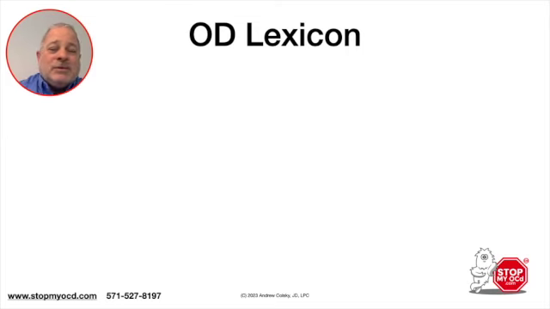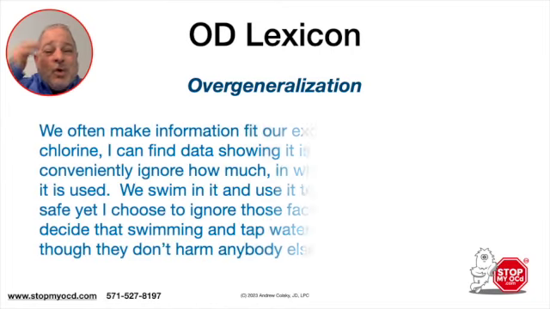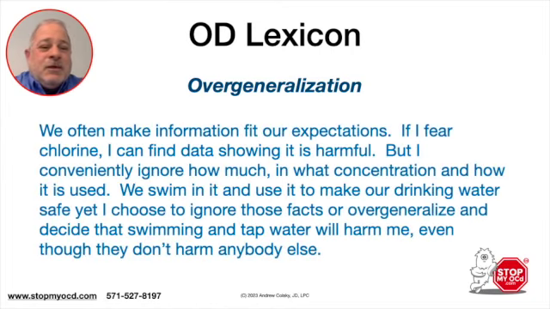All right, next one. And this kind of plays off of what we just talked about. Overgeneralization. We often make information fit our expectations. If I fear chlorine, then I'm going to be able to find data showing that it's harmful. But I conveniently ignore how much chlorine did they use in this study, if it was a study that I'm reading, in what concentration, how did they use it.